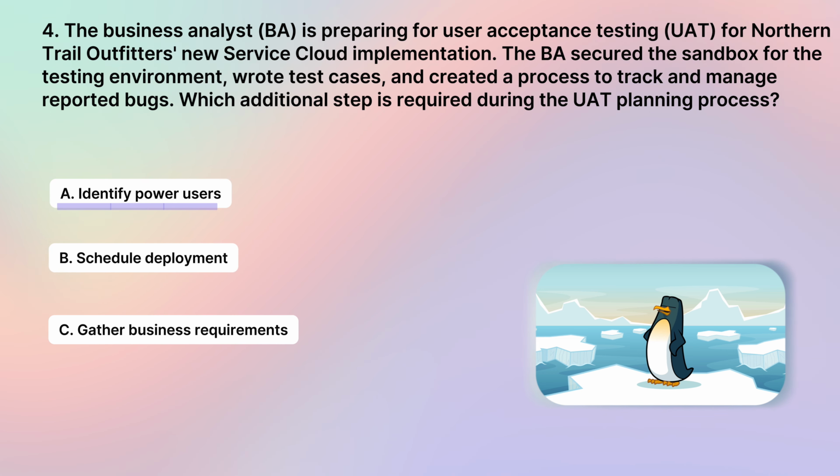Option B, schedule deployment, is not a necessary step during the UAT planning process. This is typically done after the UAT is completed and any issues have been resolved. Option C, gather business requirements, is also not a necessary step during the UAT planning process, as this should have been completed during the initial planning phases of the Service Cloud implementation.